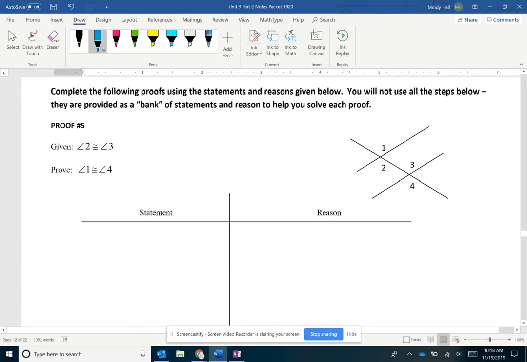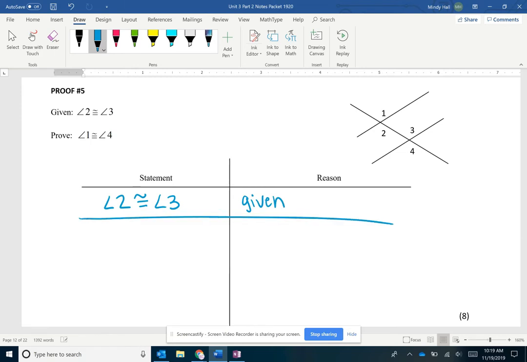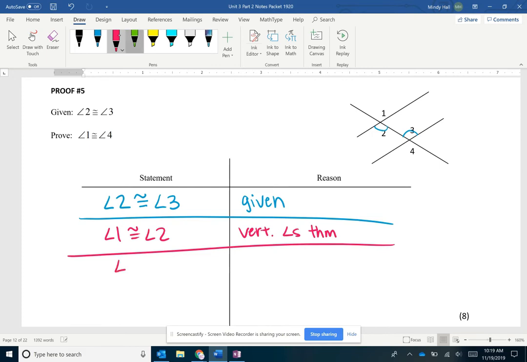But if we look at proof number 5, we are given that angle 2 is congruent to angle 3. So we write that in. Again, even if you don't know how to solve it, write it in so I can give you some credit for it. But we have angle 2 is congruent to angle 3. And kind of like the one above, we have some vertical angles. Angle 1 is congruent to angle 2 because of the vertical angles theorem. And angle 3 is congruent to angle 4 because of the vertical angles theorem.